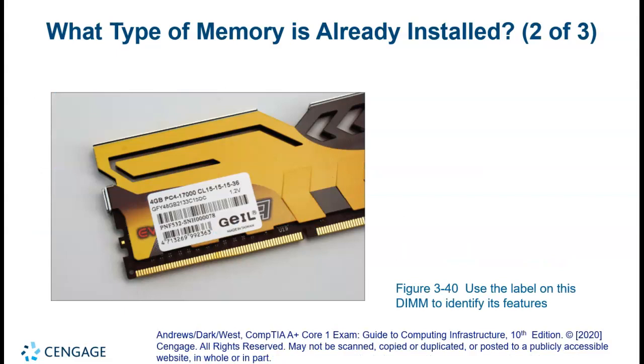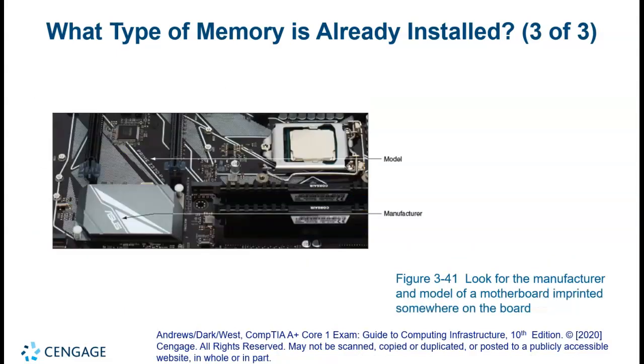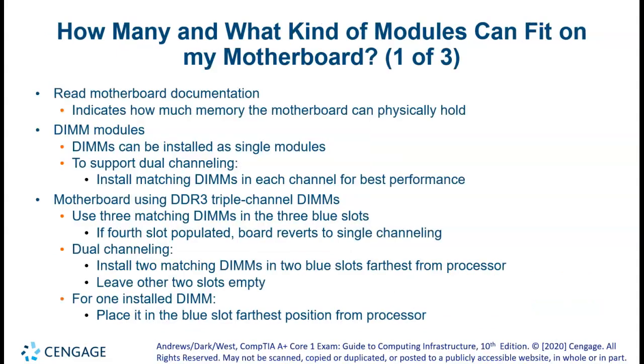All right, use a label on the DIMM to identify its features. Look for the manufacturer model of a motherboard imprinted somewhere on the board. Read the motherboard documentation. Again, I cannot begin to emphasize how many times you need to keep that handy, or you could always go to the website. Most motherboard manufacturers have the documentation on the web. It indicates how much memory the motherboard can physically hold.